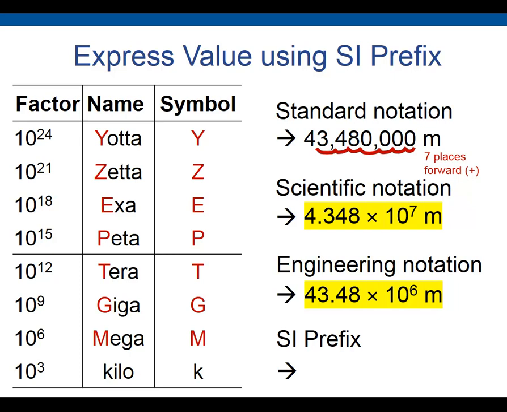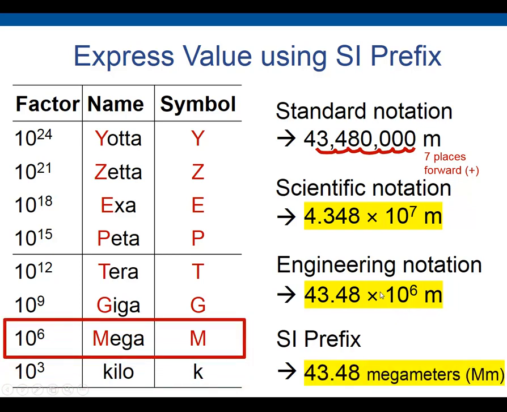How about the SI prefix here? Here you can see we have 10 to the 6th power. We call it mega, uppercase M. So we have meter here. In SI prefix, we can say 43.48 megameters.